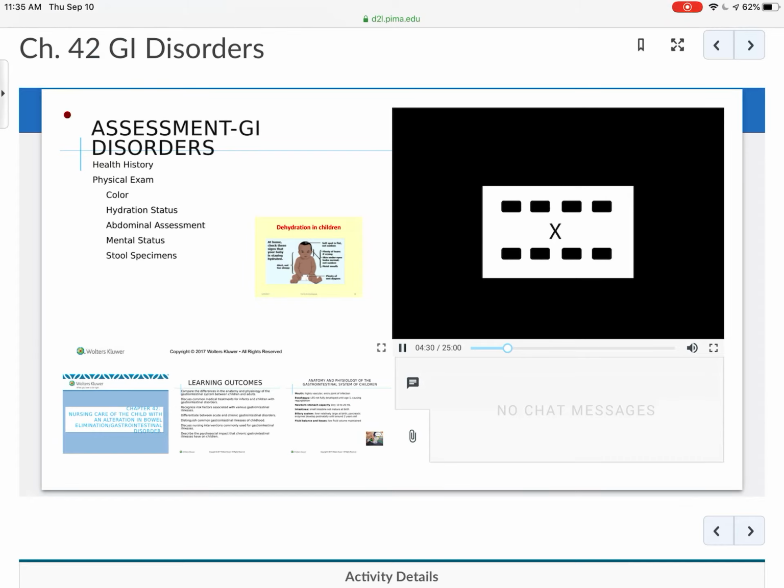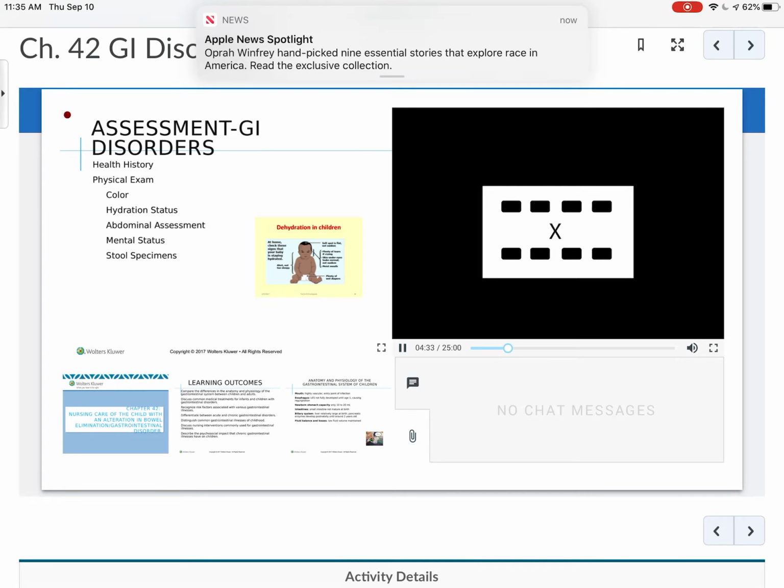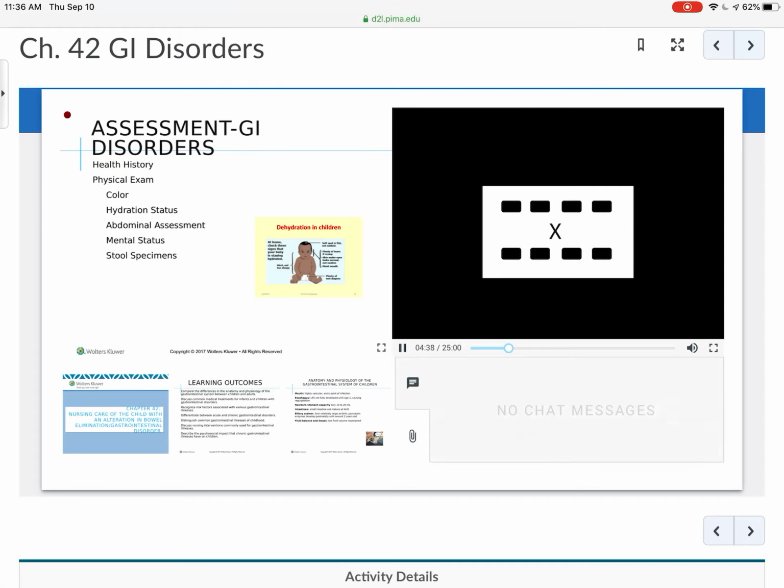Stool specimens, we collect stool specimens. If a child has a diaper, we can still collect it. On page 1584 and table 42.1, there's a little teaching guidelines on collecting those stools. If it's loose enough in a diaper, we can scrape it with a tongue depressor and then put it in a cup. Otherwise, we'll have them go into one of those hats that fit in the toilet, and then we'll be able to collect the stool specimen. Often with kids with diarrhea, we're looking to see if it's some type of infection like salmonella, parasites, things like that.